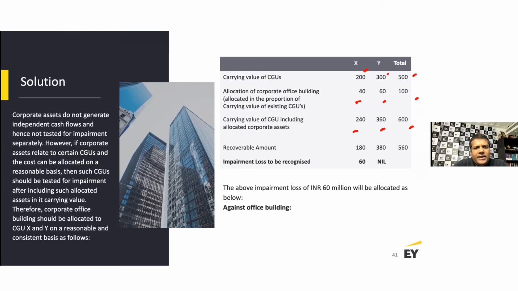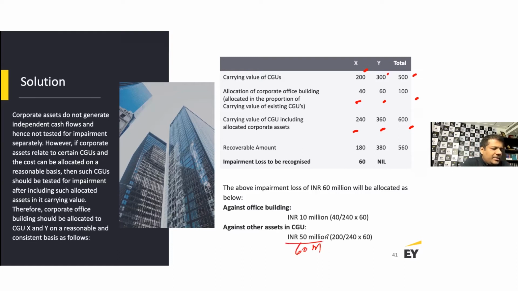So the office building is 40, right? 40, and then 240 is the total, and 60 is the amount. So 40 by 240 into 60 gets allocated. Against other assets, it is 200 by 240 into 60, which is 50 million. So a total of 60 million gets allocated.